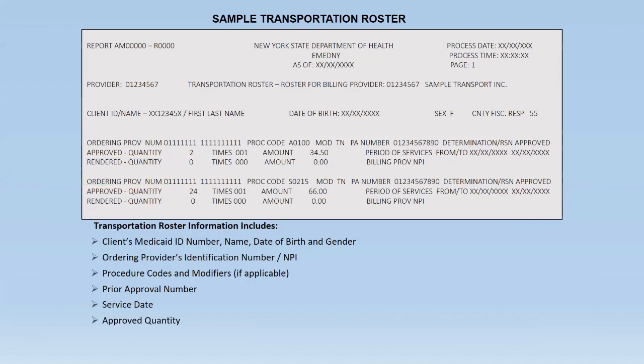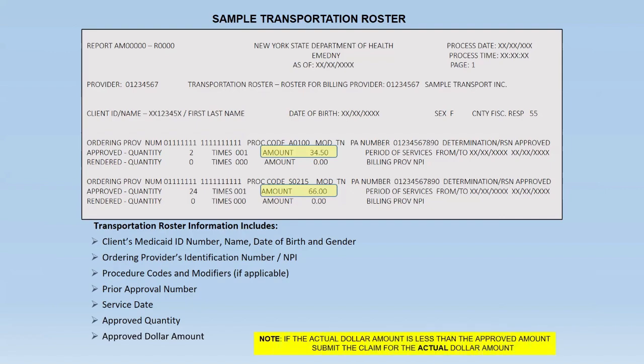The next section includes the approved dollar amounts. The A0100 procedure code has been approved for $34.50 for the 2 legs of the trip, and S0215 has been approved for $66 for the 24 miles. Once again, please note, if the actual dollar amount is less than the approved amount, submit the claim for the actual dollar amount.